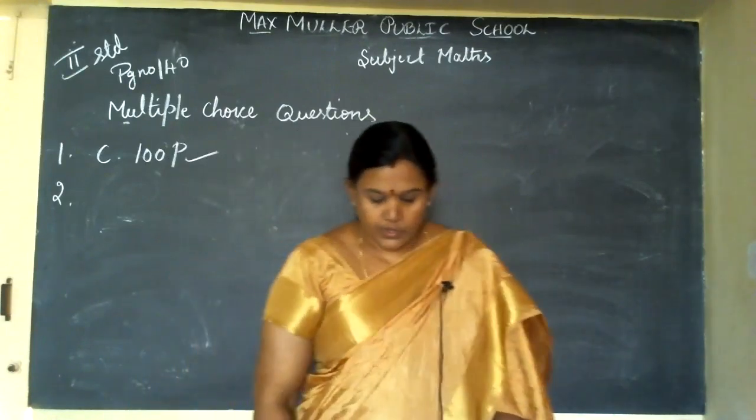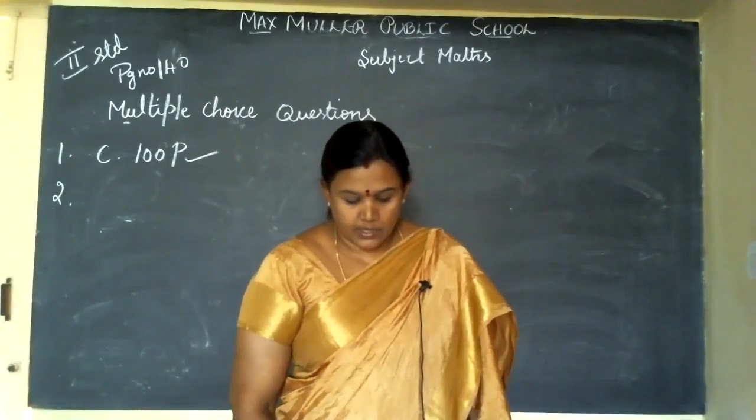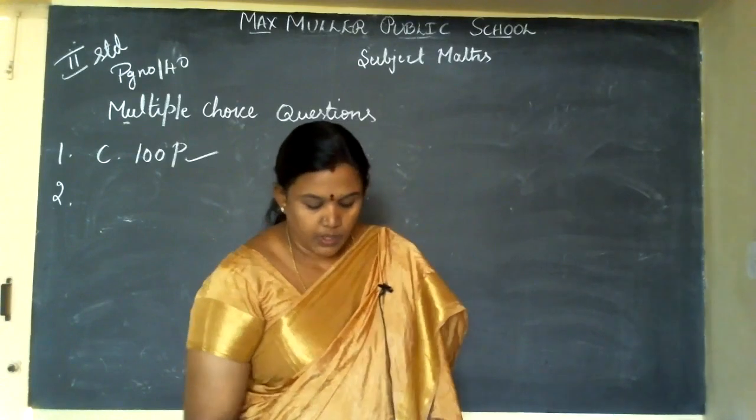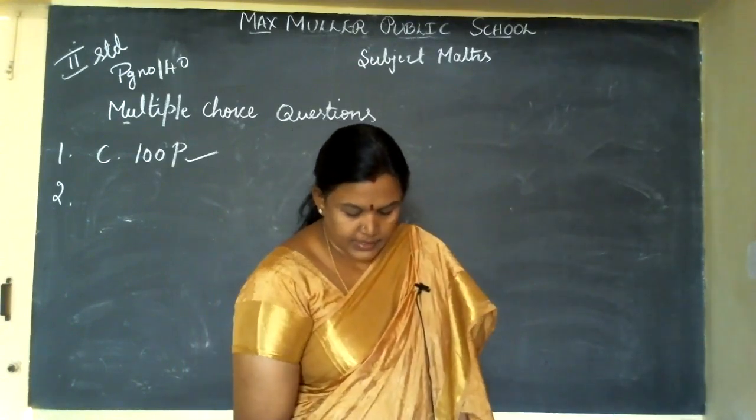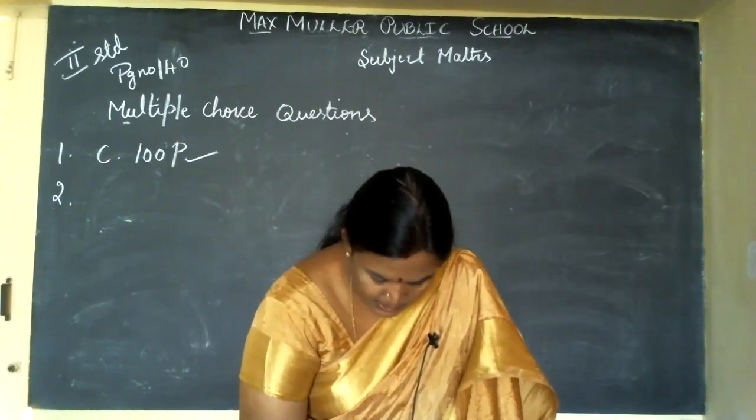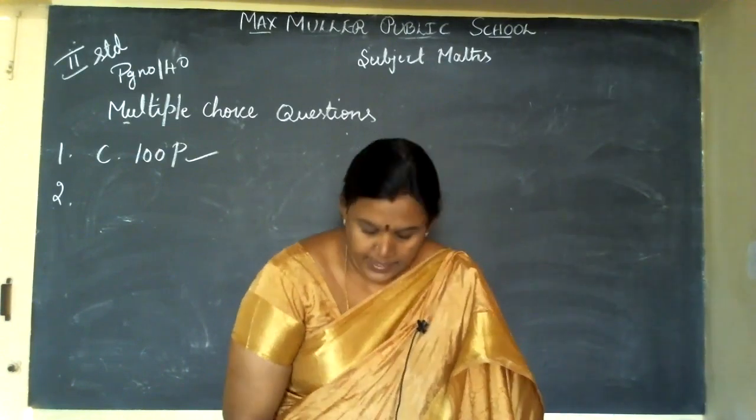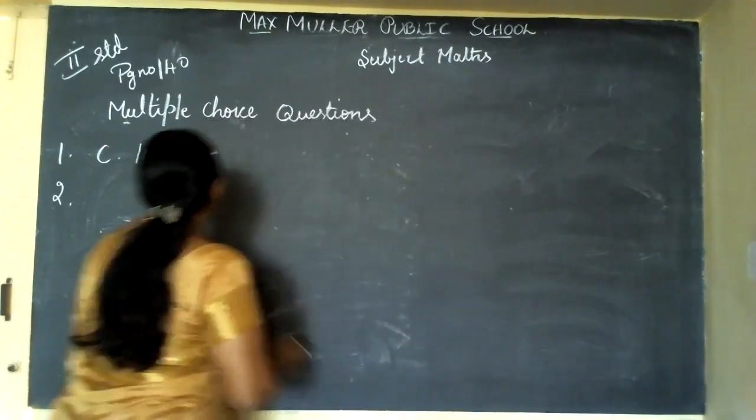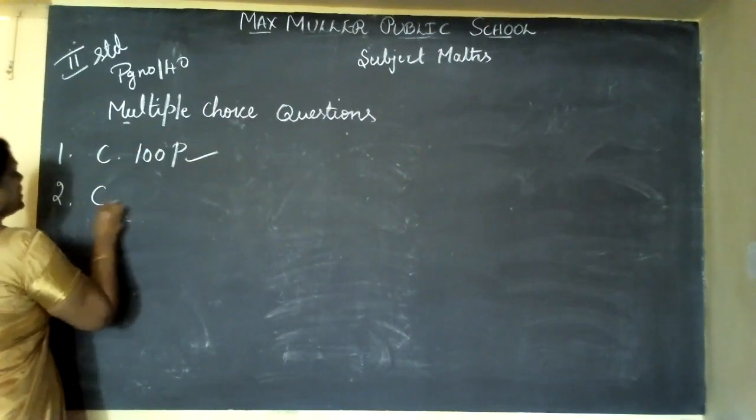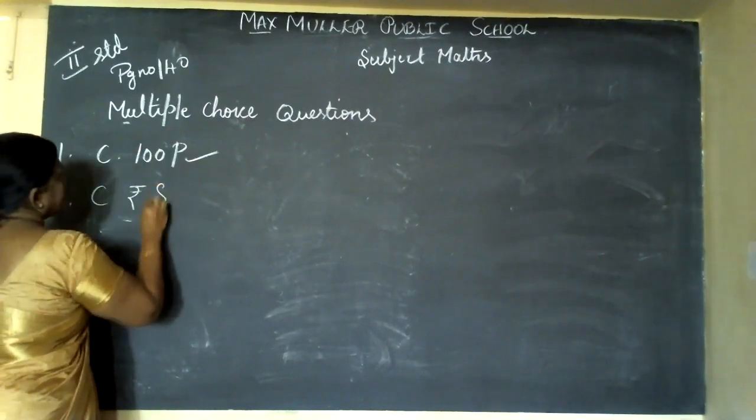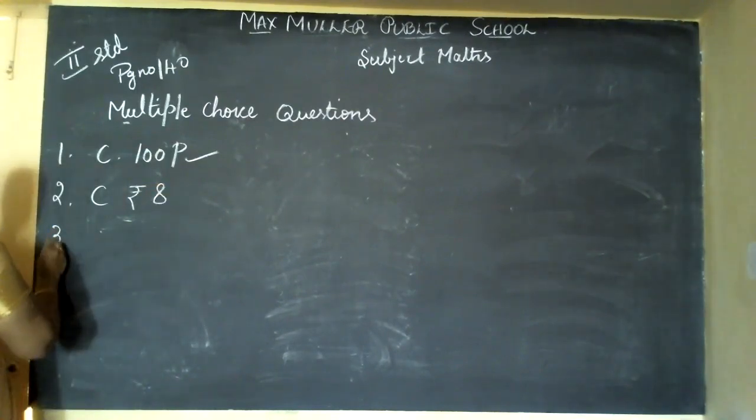Second one, total value of coins shown below in rupees is, see the coins children, you want to add these coins and write the answer. 1 plus 2, 3, 3 plus 5, 8. Second one also, see rupees 8.